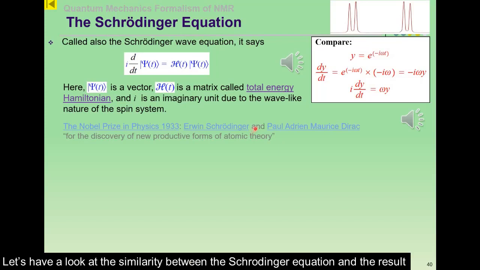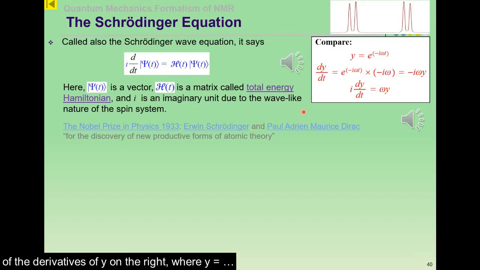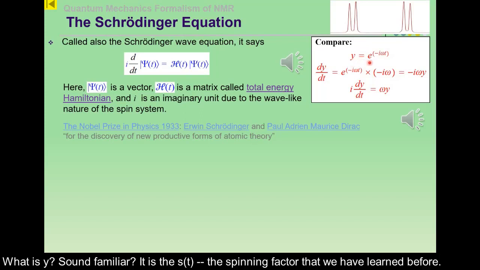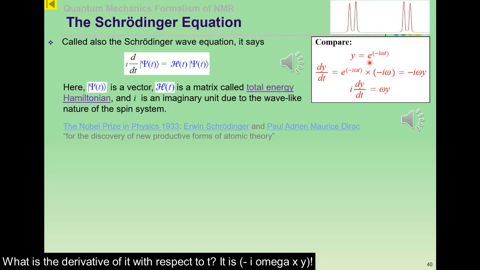Let's have a look at the similarity between the Schrödinger equation and the result of the derivative of y on the right, where y equals e to the power of minus i omega t. What is y? Sound familiar? It is the spinning factor that we have learned before. What is the derivative of it with respect to t? It is minus i omega y.